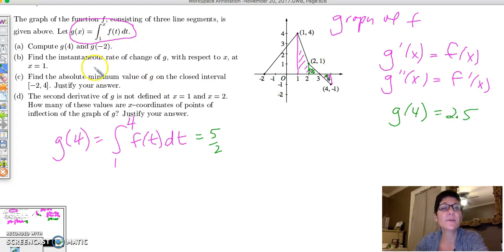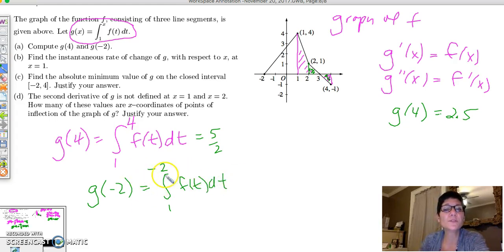And then you want to find out what g of -2 is. And g of -2 is equal to the integral from 1 to -2 of f of t dt. And if you remember your rules for integrals, you always want this lower limit to be the smaller of the two. So I would go ahead and reverse it and do it from here to here. So it's the opposite of the area under the curve from -2 to 1. So that means I'm finding the area of this guy right over here.